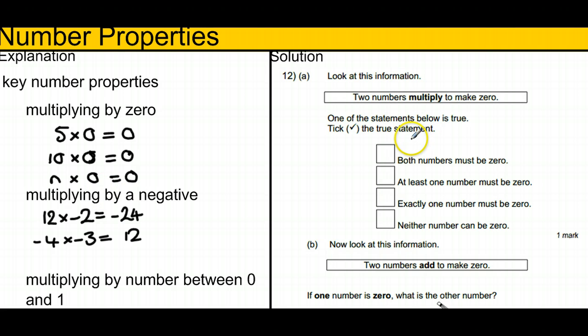Two numbers multiplied to make 0. One of the statements below is true. Both numbers must be 0. Well, we've seen over here that one of the numbers doesn't have to be 0. So at least one number must be 0. Well, that's the case in all of these. And that means that 0 times 0 would work, so as long as 0 times 0 is 0, then that's true. Exactly one number must be 0. Well, this one's got 2, so that doesn't quite apply. Neither number can be 0. No, that's not true. So it's going to be that one there.